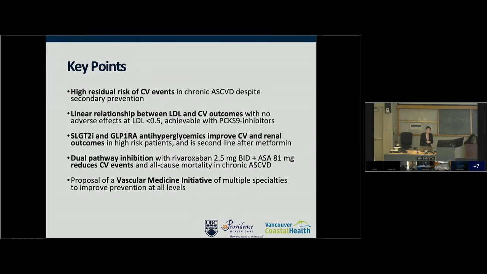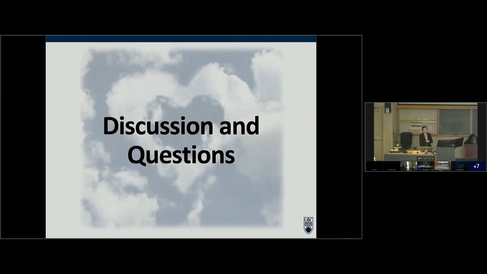Dual pathway inhibition with rivaroxaban vascular dose, 2.5 BID, plus aspirin can reduce cardiovascular events on top of just aspirin alone, including all-cause mortality. And then the last is we should all be coming together and forming a vascular medicine network or initiative to really combine all our expertise together and to really improve protection and prevention at every single level of that triangle I showed you. So with that, I'm happy to welcome any comments or questions.